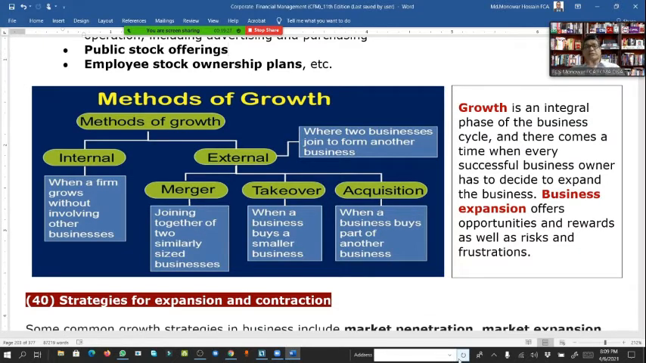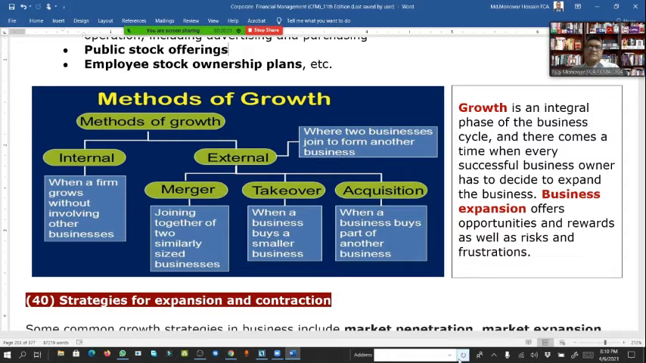We know some growth is internal, some is external. Internal growth means when a firm grows without involving other businesses within the organization. External growth means a business sometimes joins one company to another company. Sometimes it can be a merger, a takeover, or an acquisition. In a merger, two similarly sized, similar companies join together, and this merger creates a new company.